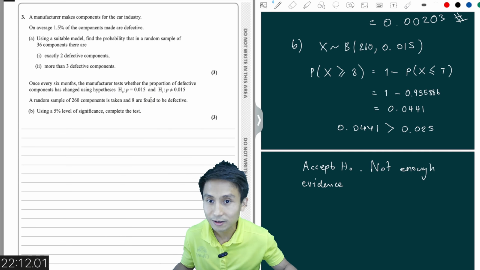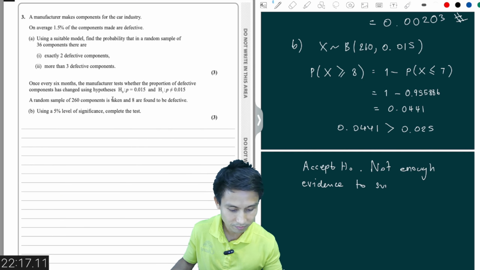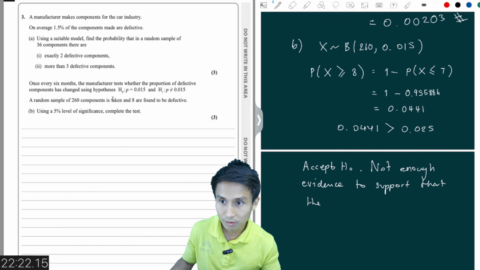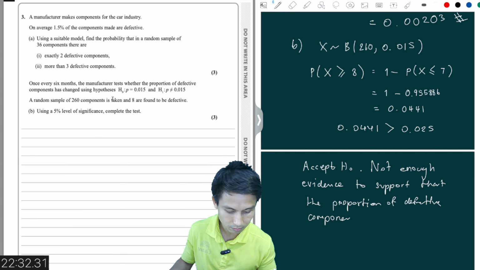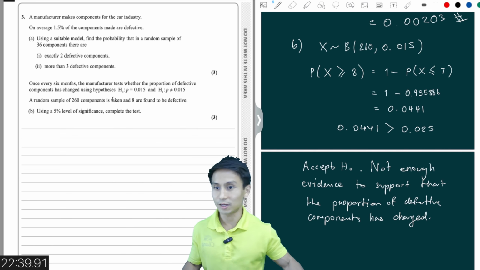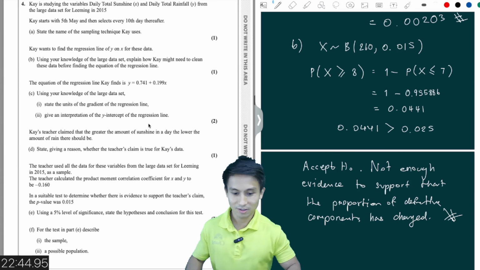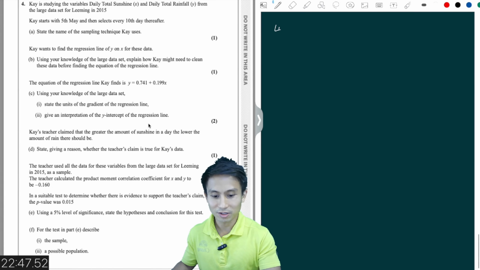So what does it say here? Whether the proportion has changed. Okay. To support that the proportion of defective components has changed, i.e. it doesn't change based on this hypothesis testing, right? Okay, and that's it, the end of question 3. Statistics on this one is not that bad, right, on this year. Okay.